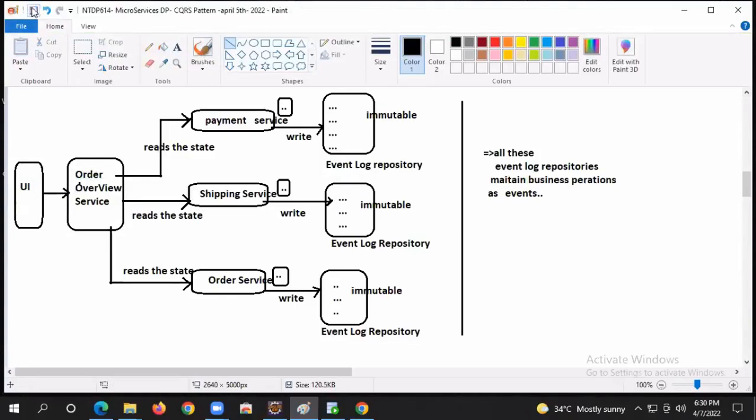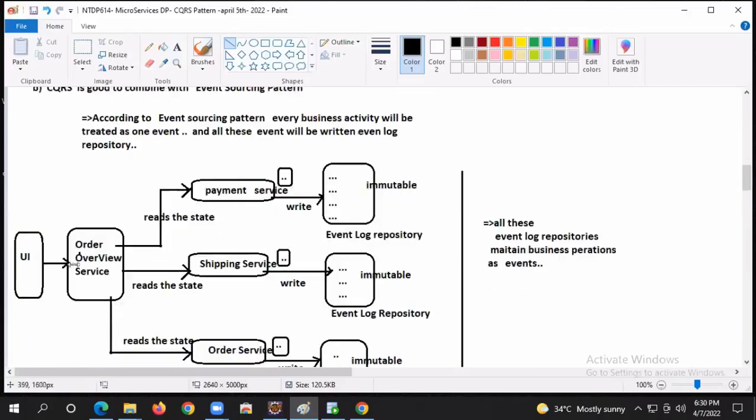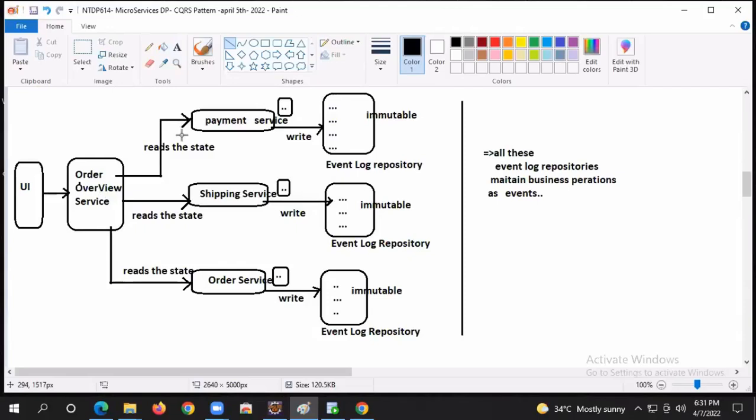I hope you thoroughly enjoyed. So what I said, CQRS is good to combine with the event sourcing pattern. State in a microservice is nothing but member variables, model class objects: request, response, model classes. My point is, here event sourcing is happening and here CQRS is happening. Separate microservices are there for write operations and separate microservices for read operations. Are you able to notice this, guys?